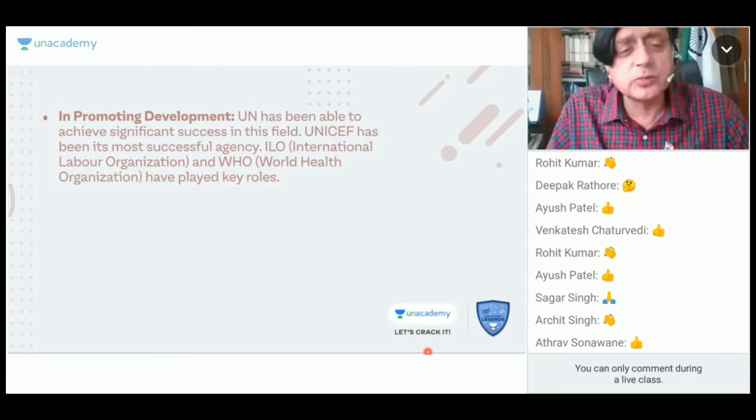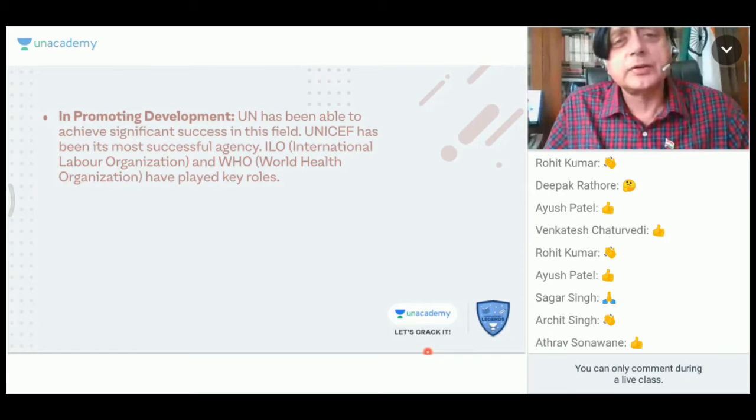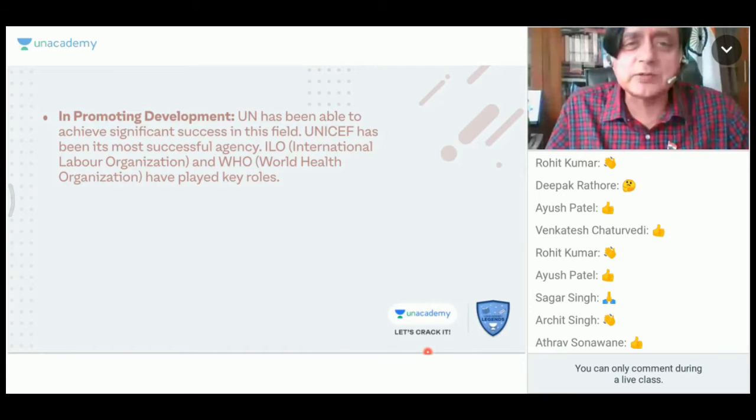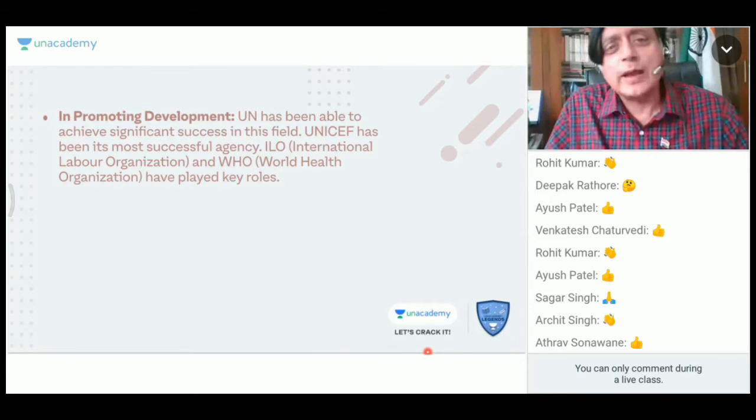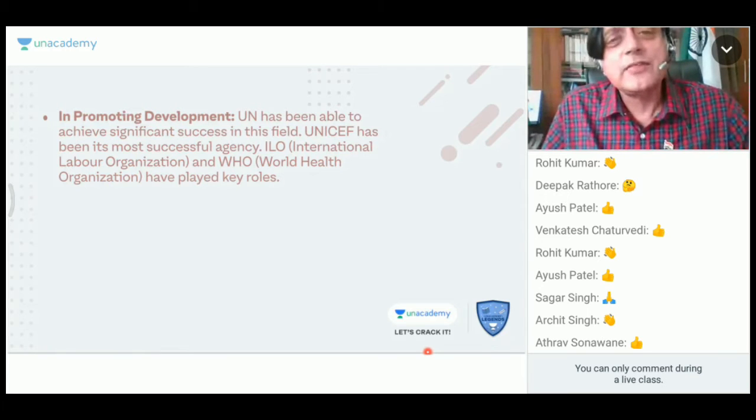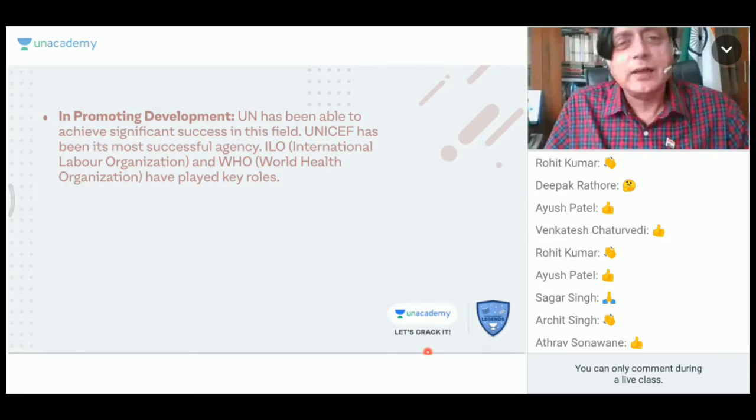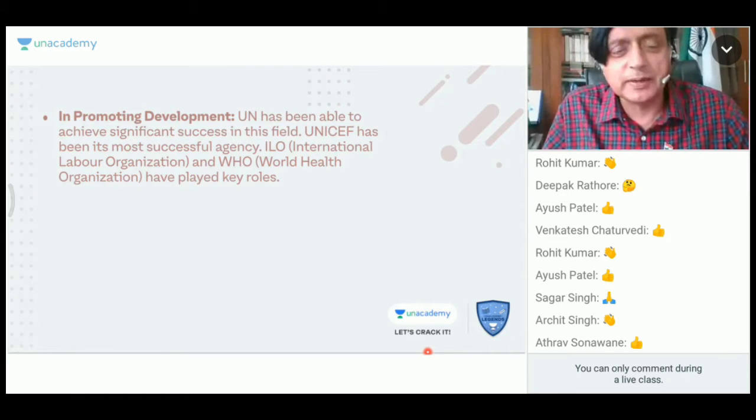But as I also mentioned, and it's not on the slide, the fact is that the record was a bit mixed because the development arms of the UN could never persuade the rich countries to actually come up with the kinds of resources that they ideally need. 0.7% of GDP was the target that was announced, with the exception of, I think, just Norway. Practically no country gives that much money.